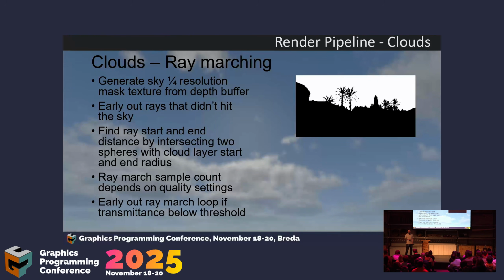We determine our ray start and end distance by intersecting two spheres with cloud layer start and end radius, basically representing our atmosphere, or the height where the clouds start and end. The sample count depends on the quality settings, and we lerp between min and max sample count based on the length of our ray. We also early out the ray march loop if the accumulated transmittance falls below a certain threshold, like in the ray marching of the voxel fog.